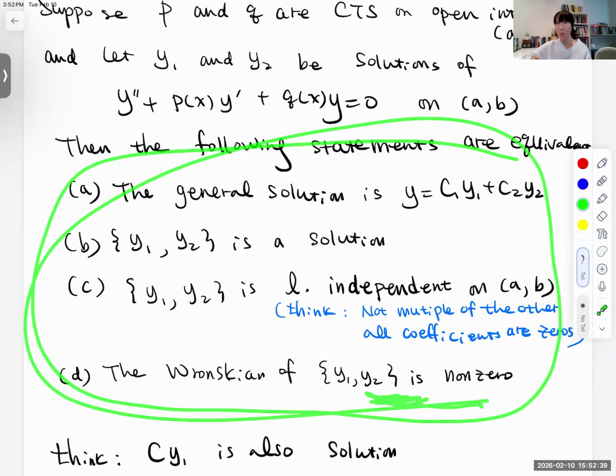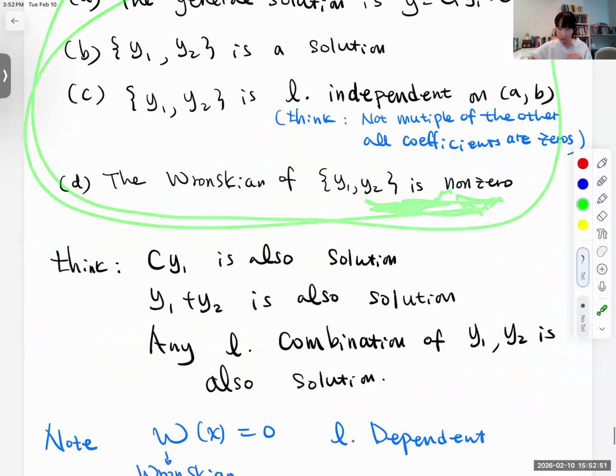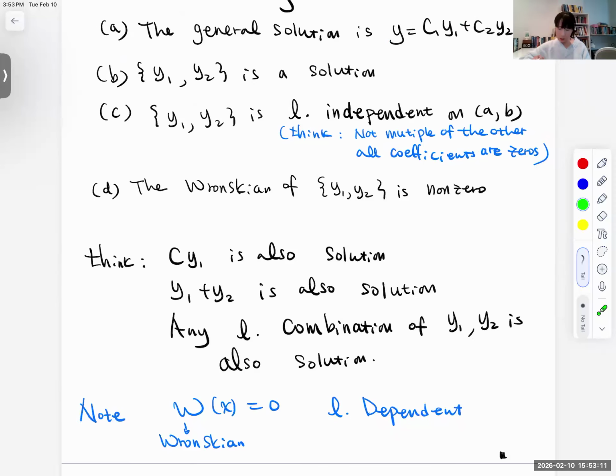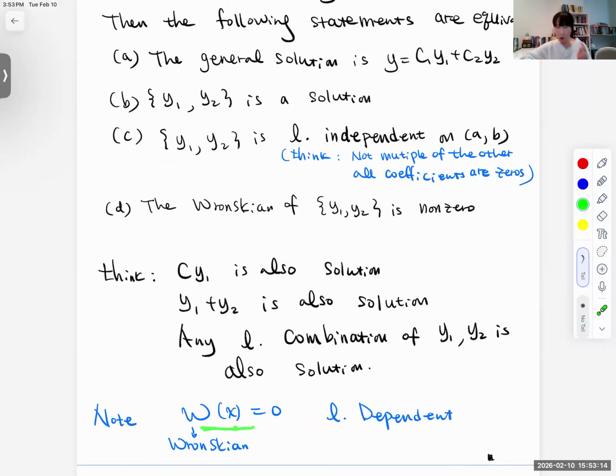So we just had that y sub 1, y sub 2 are non-zero, right? So e to the negative 6t and e to the negative 7t. And c times y sub 1 is also a solution, y sub 1 plus y sub 2 is also a solution. Any linear combination of y sub 1, y sub 2 is also a solution. And if the Wronskian is equal to 0, then this is linearly dependent.